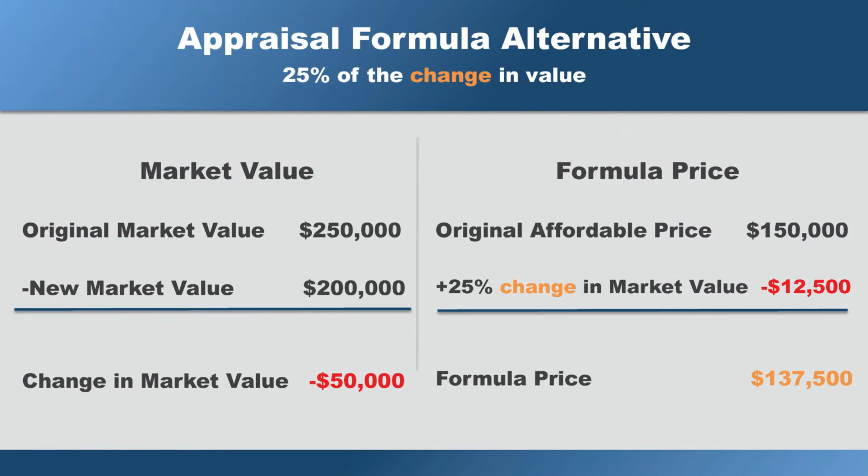So using that 25% of the change in value, if the market fell by $50,000 when the appraisal dropped from $250,000 to $200,000, our homeowner would only be able to sell their house for the original affordable price of $150,000 plus 25% of the change in market value, so our homeowner would have to sell their home for no more than $137,500, or like most homeowners, wait for the market to recover in order to sell without taking a loss.